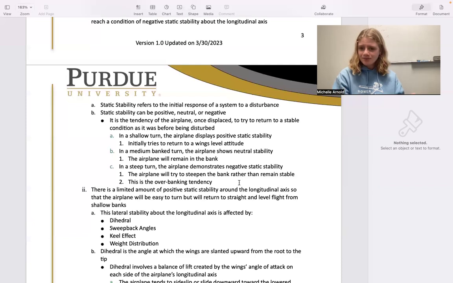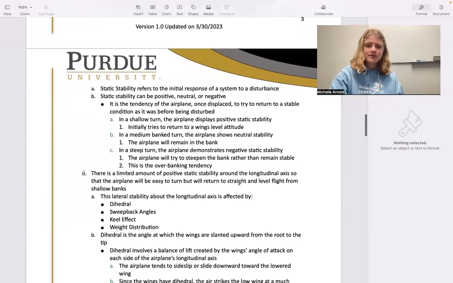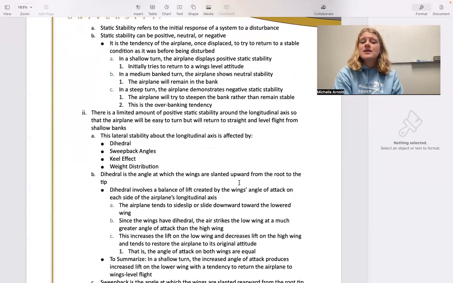So we might actually have to add opposite aileron to maintain that bank when we're in that 45 or 50 degrees of bank. There's a limited amount of positive static stability around the longitudinal axis, so the airplane will be easy to turn to straight and level flight from shallow banks. The lateral stability about the longitudinal axis is affected by dihedral, sweep back angles, the keel effect, and weight distribution.